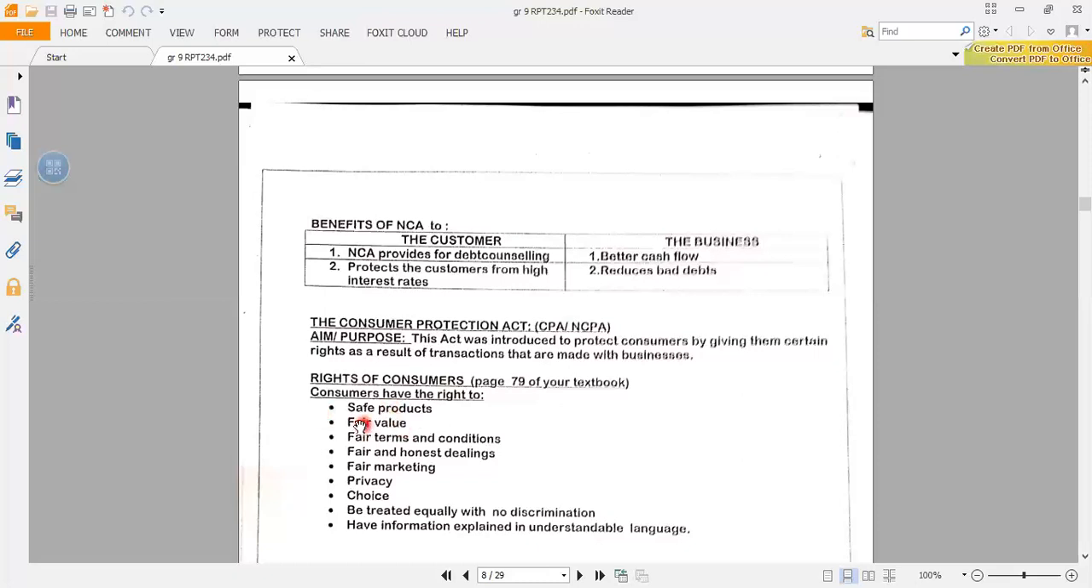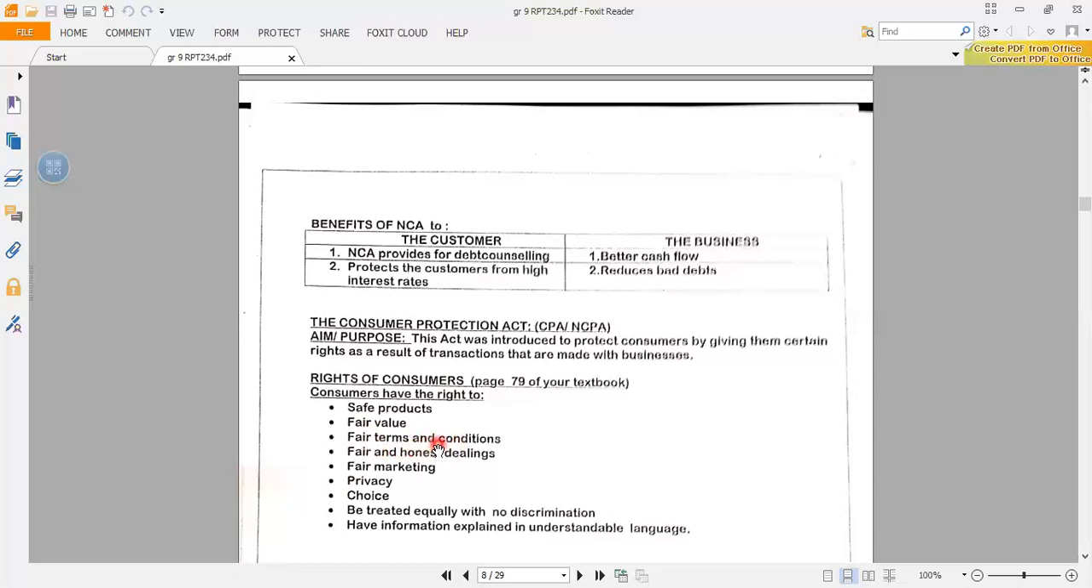The consumer has a right to safe products, meaning that the product cannot create any harm or damage to the person who has purchased it. Consumers have a right to fair value, which means if they are purchasing a product, it needs to give them fair value. They cannot pay an exorbitant price for a particular product that they can only use once or twice. So it needs to be able to be used quite often.